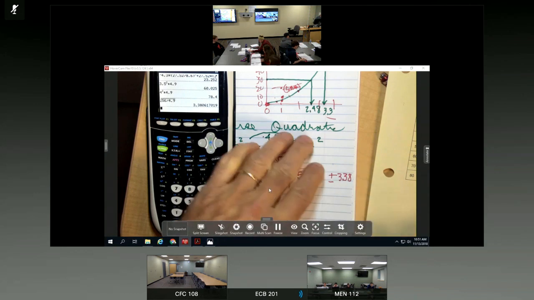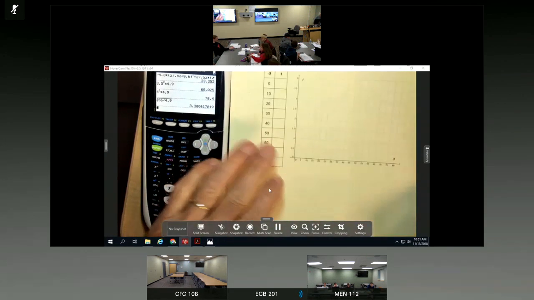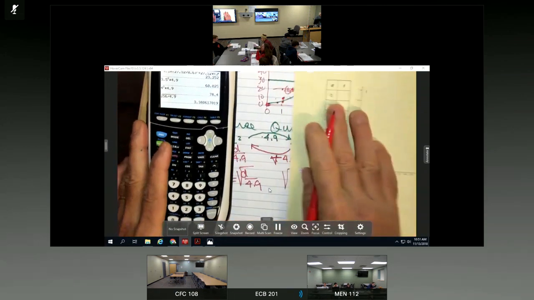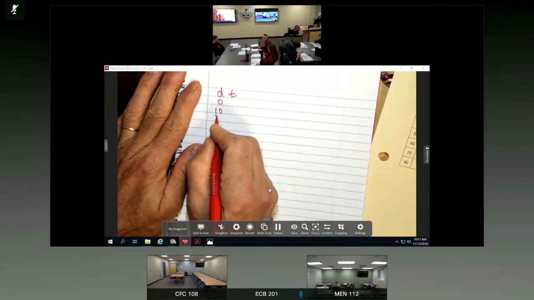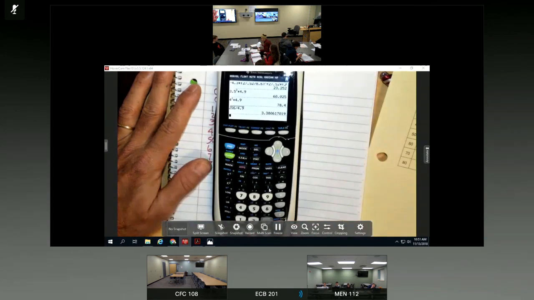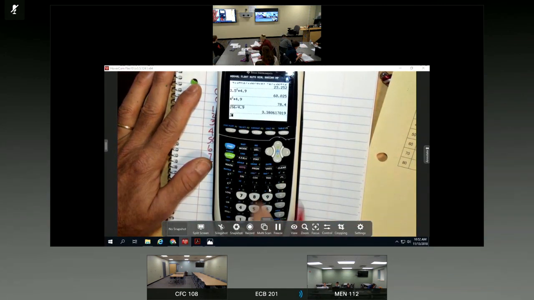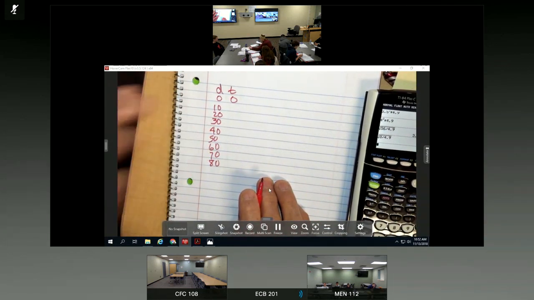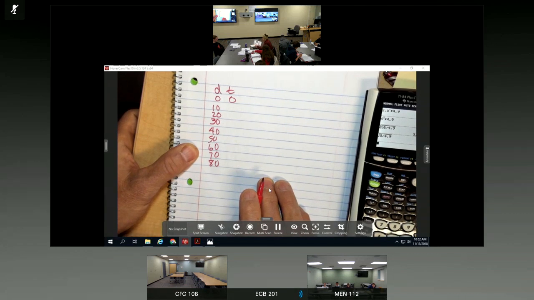Now we're going to take d as our axis, and so you're going to fill in these values for the function d of t. If d is 0, 10, 20, 30, 40, 50, 60, 70, 80. Well, if you take the square root of 0 divided by 4.9, you get 0. So do 10, 20, 30, 40, 50, and 60, and give me your answers.